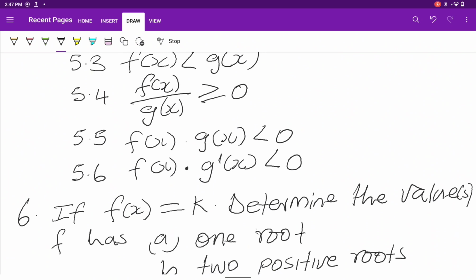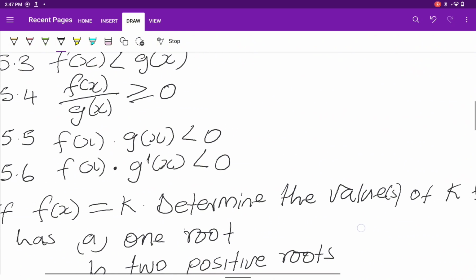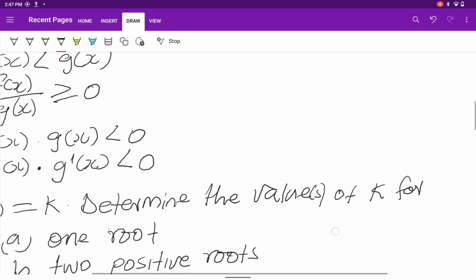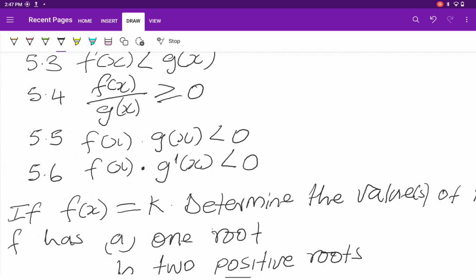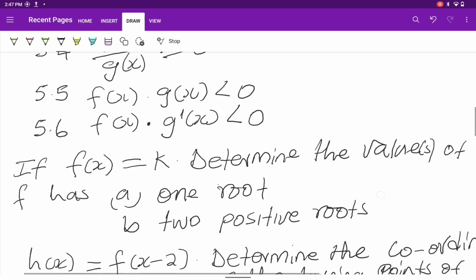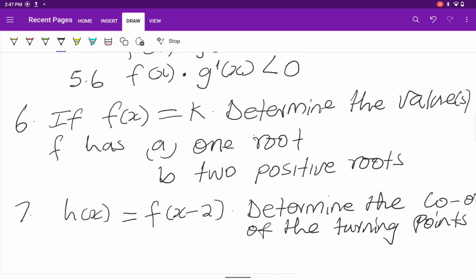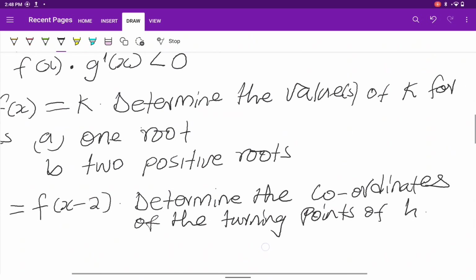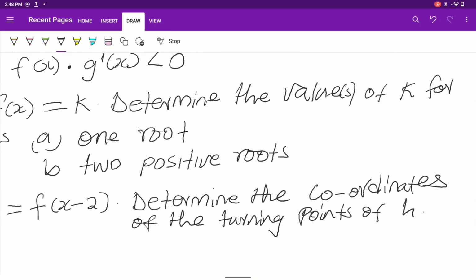Now question number 6, if f(x) equals k, determine the values of k for which f has: A, 1 root; B, 2 positive roots. Now the last question, number 7, if h(x) is f(x) minus 2, determine the coordinates of the turning point of h. Right, so we are going to look at these questions one by one.